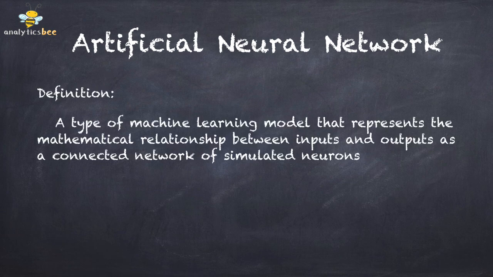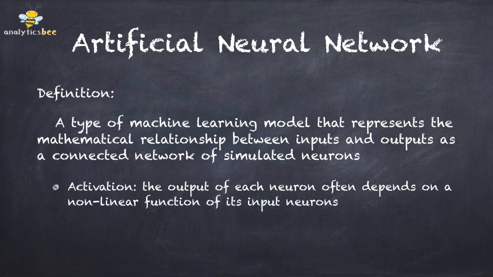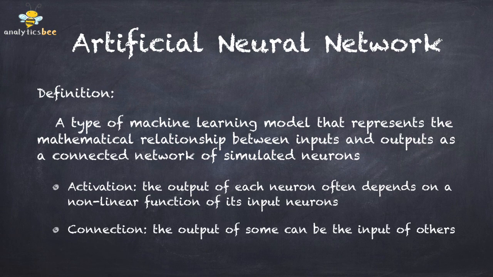Artificial neural network is a type of machine learning model that represents the mathematical relationship between inputs and outputs as a connected network of simulated neurons. The output of each neuron often depends on a nonlinear activation function of its input neurons. The connections are defined such that the output of some neurons can be the input of other neurons.